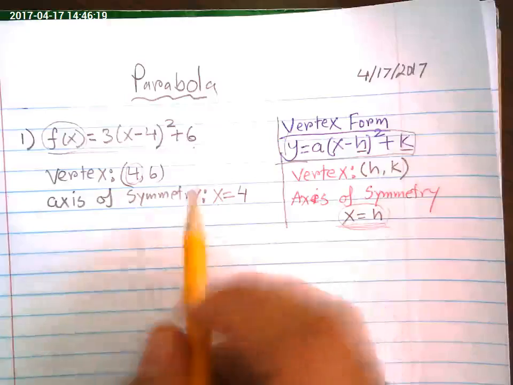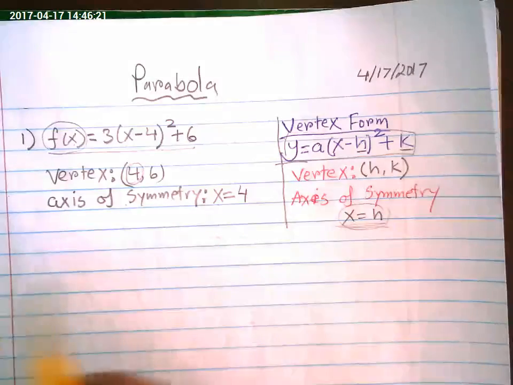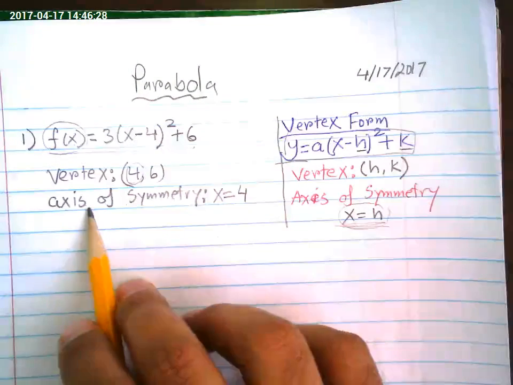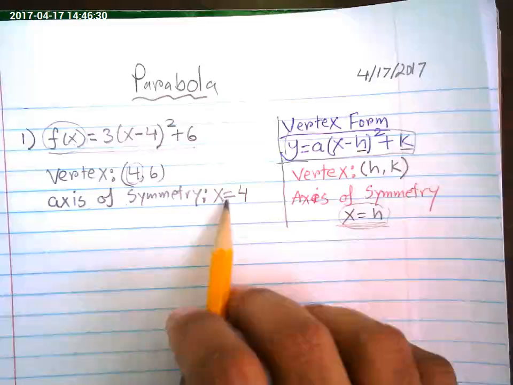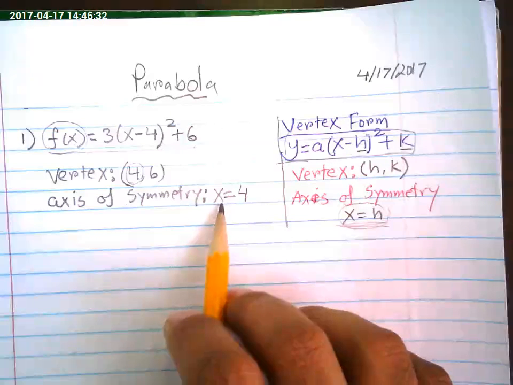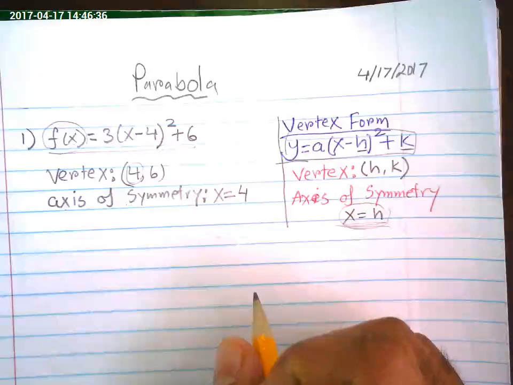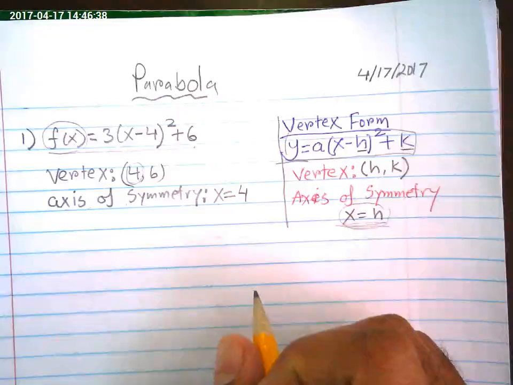When I say the axis of symmetry, we are referring to a line, right? So axis means a line. When you say a line, you need to say x equals 4. You cannot just say 4. Make sense? Who can tell me what the axis of symmetry is?